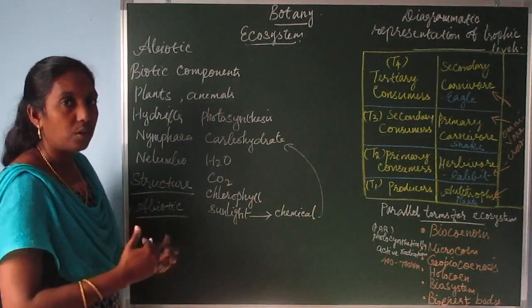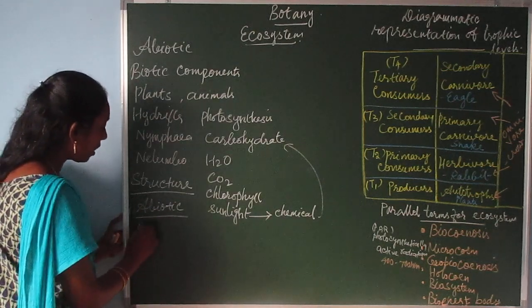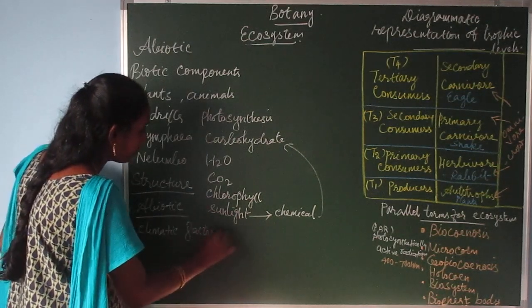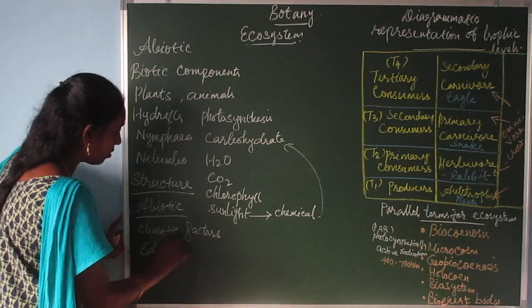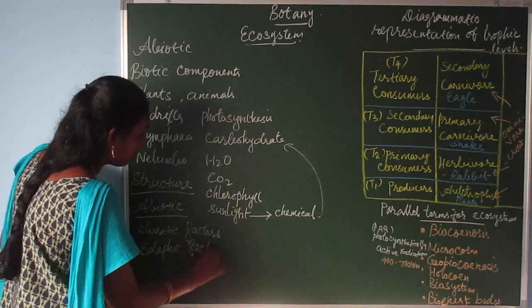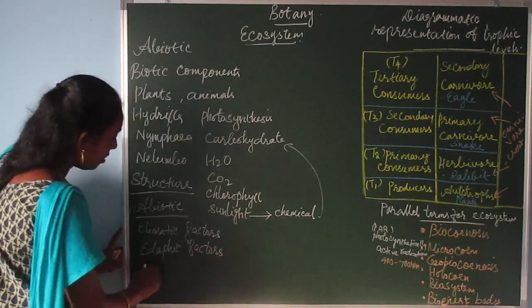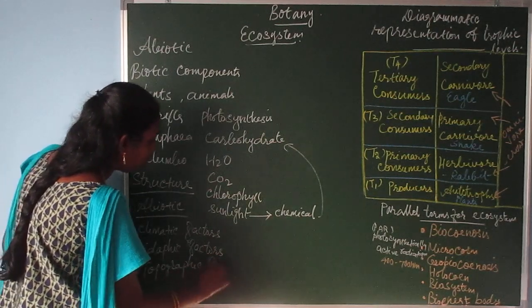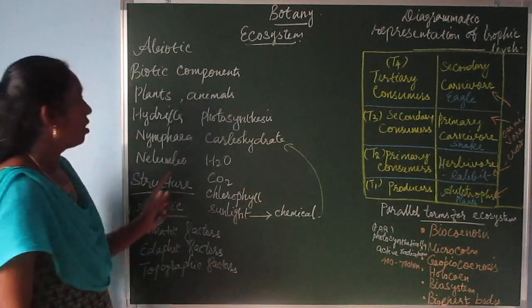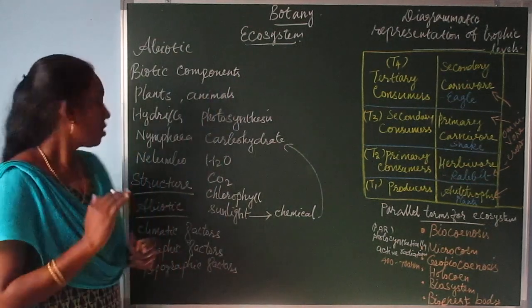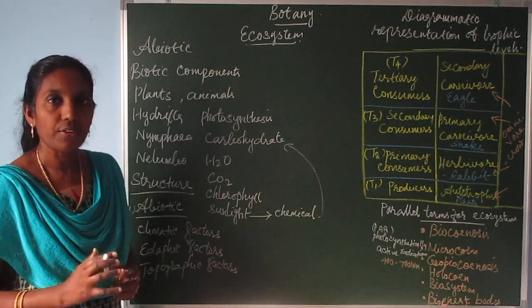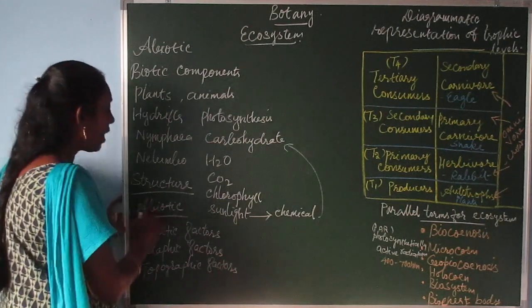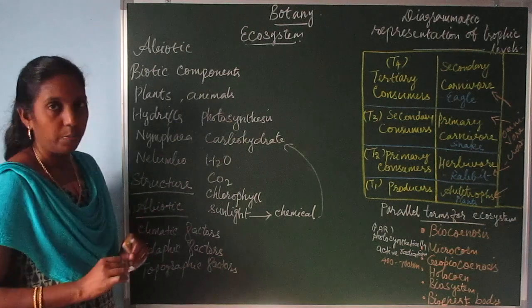What do the abiotic components include? They include climatic factors, edaphic factors, and topographic factors. Ecosystem. So the first question you are going to learn is the structure of ecosystem. The structure of ecosystem comprises two important components. They are the abiotic component and the biotic component.